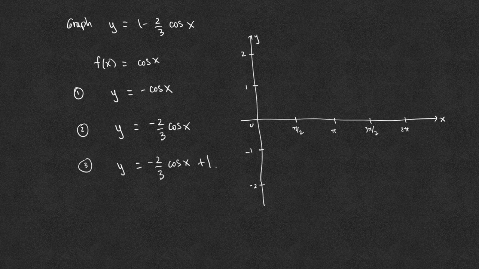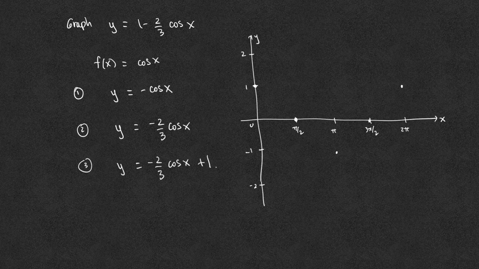Using the 5-point technique, the graph of cosine of x starts high at y equals 1 because cosine of 0 is 1. Cosine of pi over 2 is 0. Cosine of pi is negative 1. Cosine of 3 pi over 2 is 0. And cosine of 2 pi is 1.